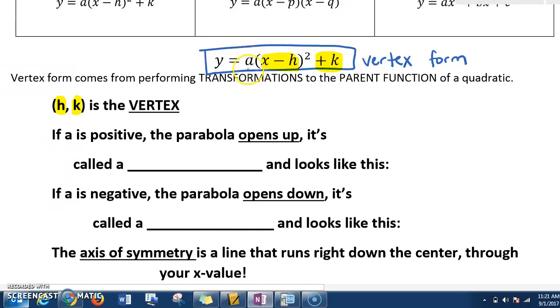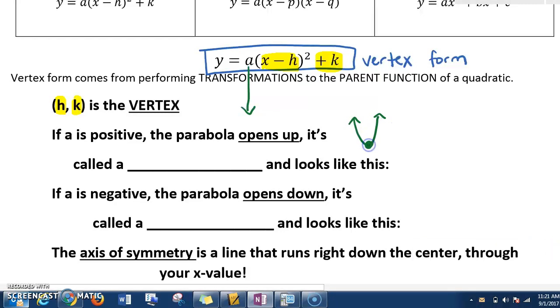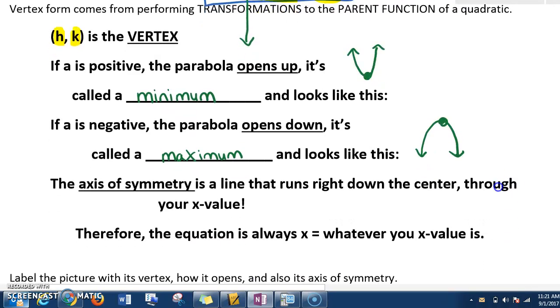If a, the number in the front, is positive, then we know it opens up. So the graph will look like this. And the vertex will be a minimum because it is a low location. If a is negative, then the parabola is going to open down, kind of looking like this, and we know that the vertex is going to be called a maximum because it's at a high location.